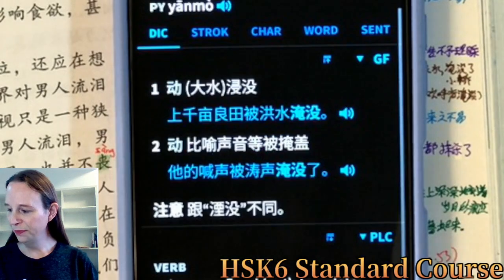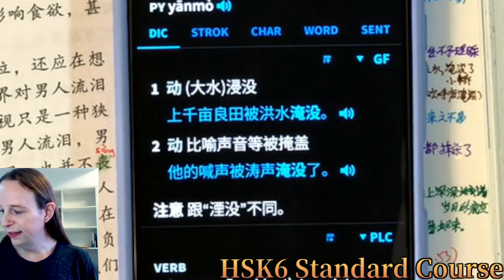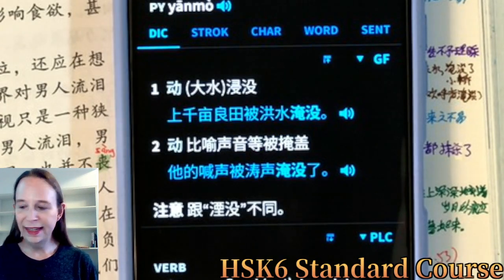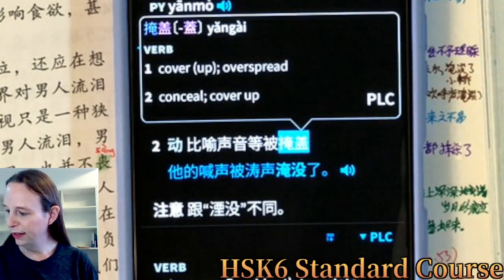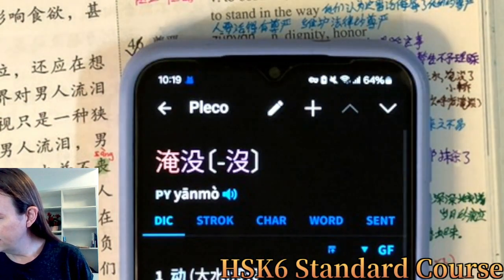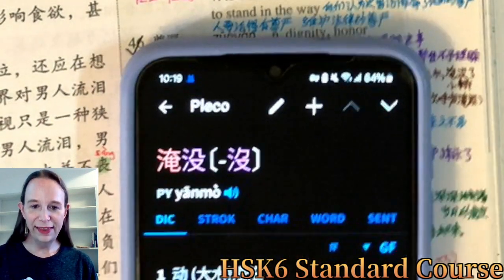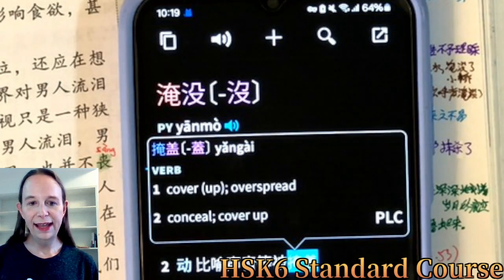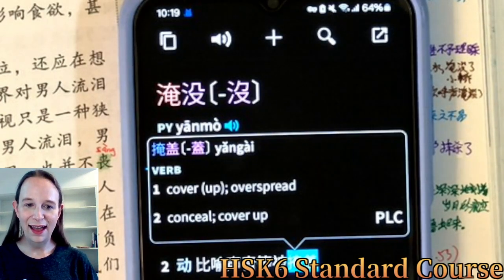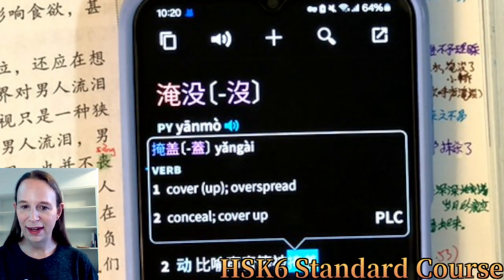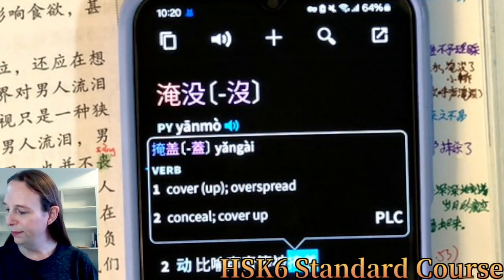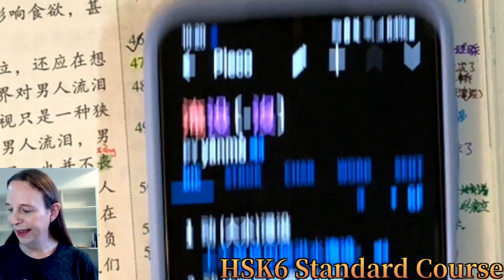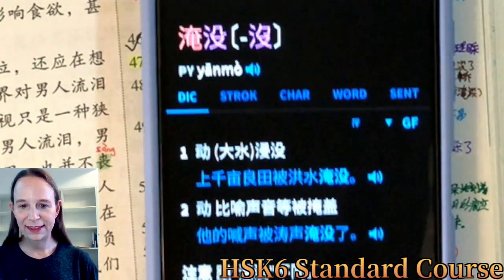All right. 比喻声音等被掩盖. 掩盖 is first tone, right? 掩. Oh, no. So this one is first tone, 淹没, but 掩盖. 掩 meaning to cover up, right? 掩盖 to cover up as well. Okay, so 淹没 and 掩盖, different tones.